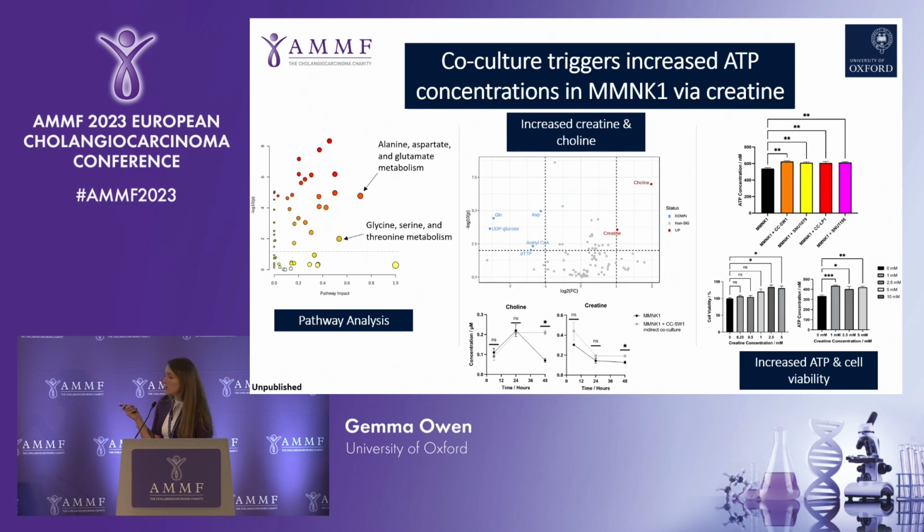When we then looked at exogenous doses of creatine, we could mimic this co-culture increased concentration of ATP. So when we added exogenous creatine, we actually could increase the ATP concentration within our cholangiocytes. Likewise, exogenous creatine improved the cell viability of our cholangiocyte cells. Therefore, we hypothesized that during this co-culture, it is creatine that is responsible for the increase in ATP that we see, as well as the improved cell viability.